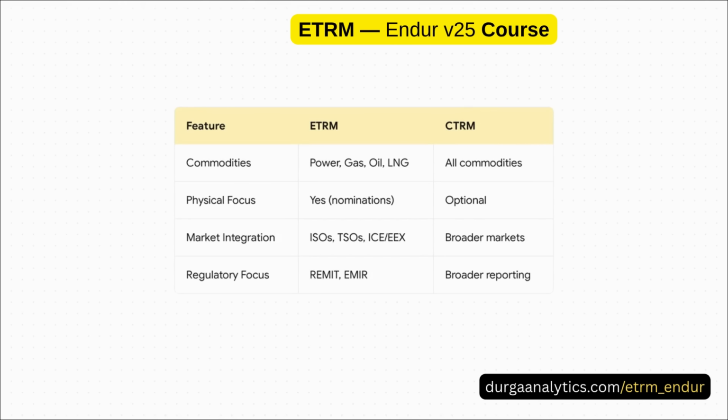A CTRM, a commodity trading system, is a generalist. It can handle coffee, it can handle copper. But an ETRM is a specialist. It's purpose-built for the unique physical complexities of energy. We're talking about really intricate processes like pipeline nominations, power scheduling, and direct integration with grid operators, the TSOs and ISOs. This is the world where a specialized system like OpenLink and DIR really, really shines.